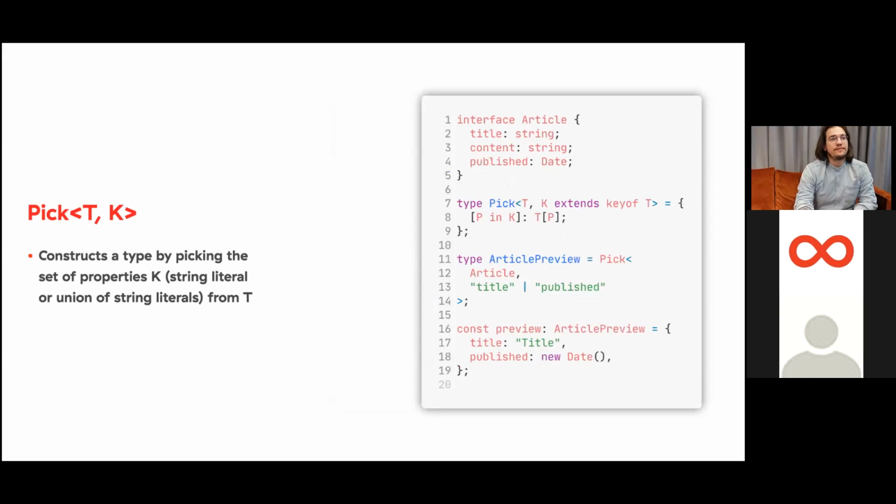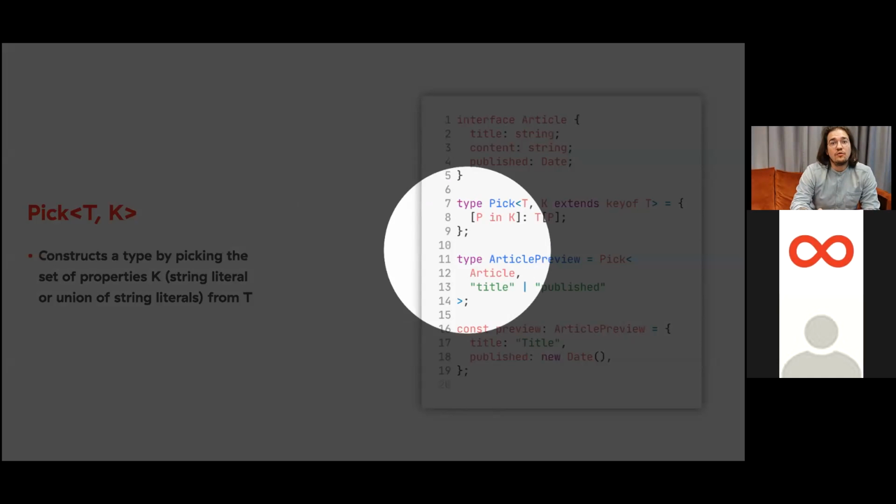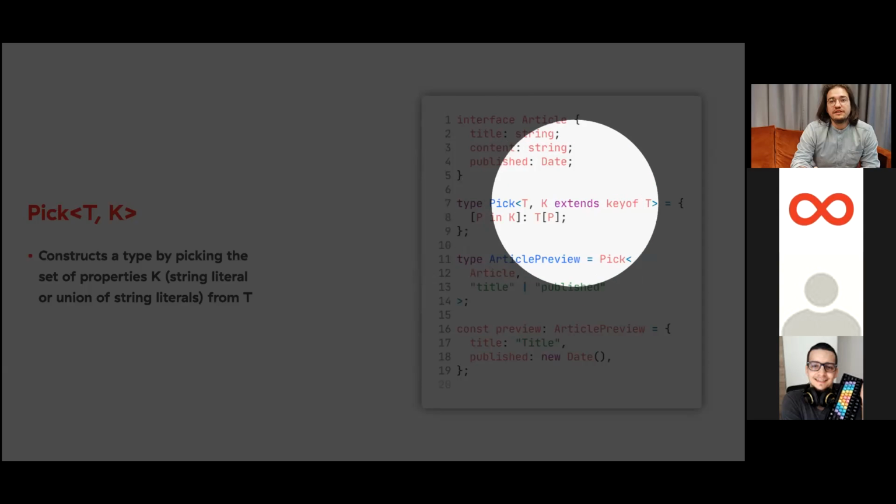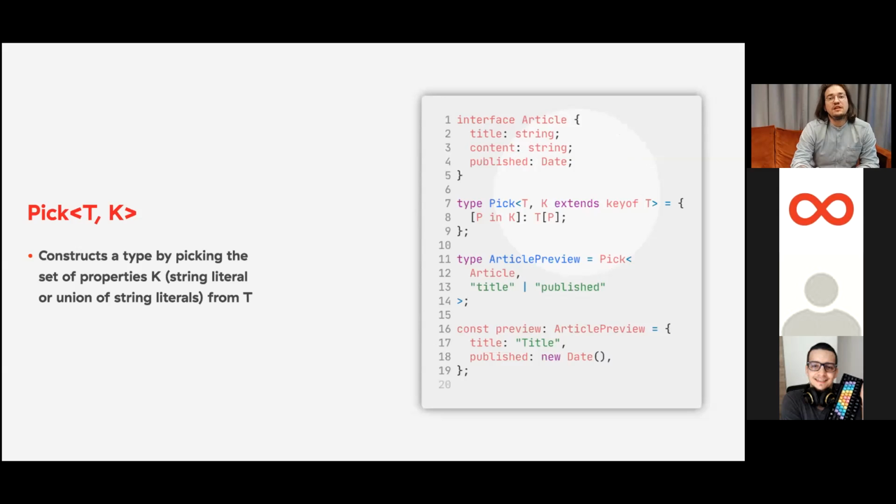Okay, next up we got Pick. Now Pick is pretty interesting. We can see that we have the same construct as on the mapped types there. We have P in K and T[P], but the only difference here is that we have a constraint on the key type parameter, and it says that it extends keyof T. So that means that we can only provide properties that are available on the first type parameter.